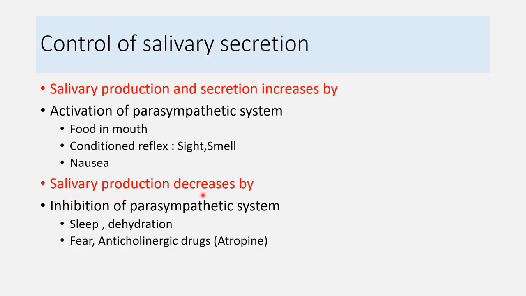Salivary production decreases by inhibition of the parasympathetic system. During sleep, and in a patient with dehydration, salivary secretion decreases. During emotions like fear, salivary secretion decreases. Giving various anticholinergic drugs, for example atropine, can also inhibit parasympathetic activity and decrease salivary production. So an increase in parasympathetic activity increases salivary secretion and a decrease in parasympathetic activity decreases salivary secretion.